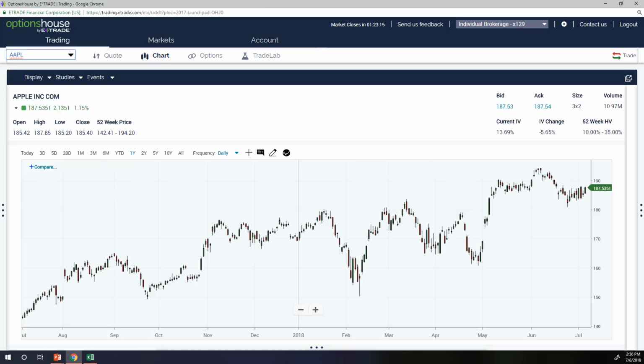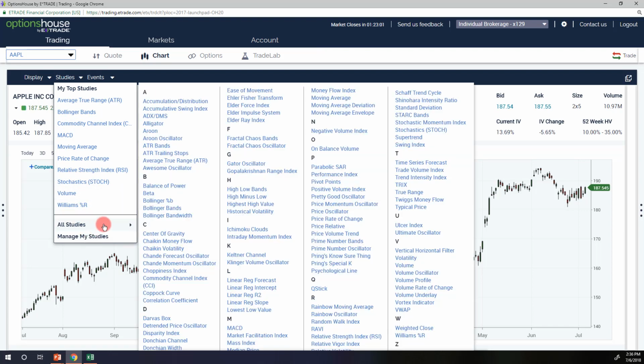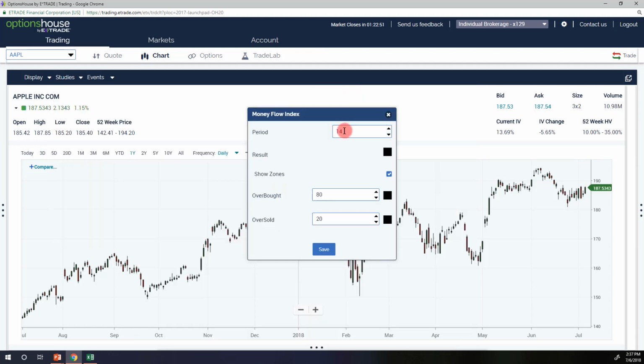So here we are in E-Trade, and let's go ahead and put the money flow index on. Choose from this studies menu up here. And these are the most often viewed, your top studies. So if you're not seeing MFI in here, you'll need to choose all studies. And from this list, here's the M's, and right up here on top is money flow index. Choose that. Default period is 14, as I talked about. The resulting line, my money flow index, the default is black. I can change it to a different color.